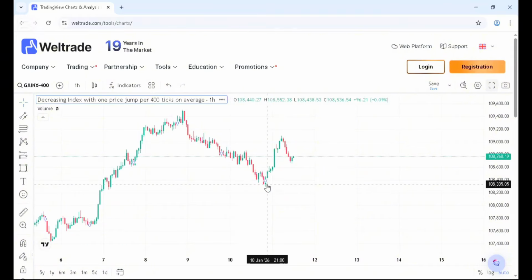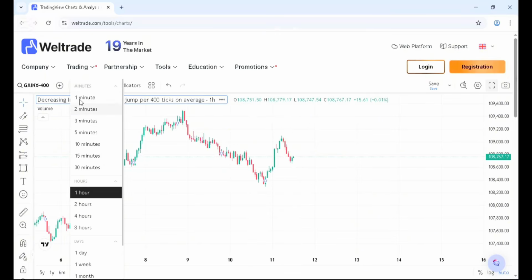So here we can see that the market was going up, right? But suddenly it started to drop. So this is a sign again that the market can drop. It's hard for you to try to catch spikes here because the market is dropping. So let's check on a smaller time frame.